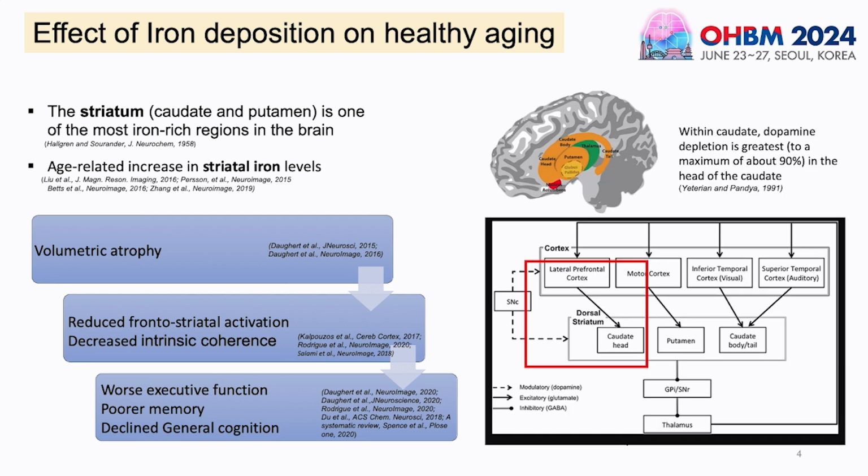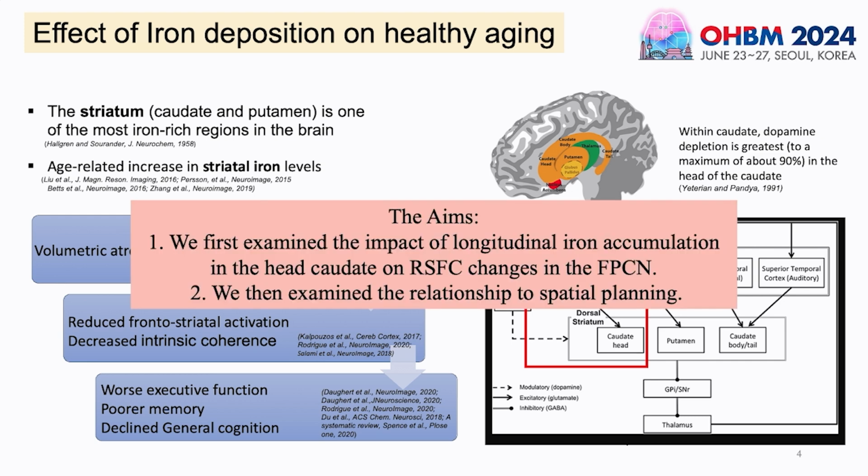Here, we focus on the head of the caudate, where dopamine innervation is greatest and which is heavily connected with the dorsolateral prefrontal cortex, and supports successful executive goal-directed cognition. So the aims of this study: we first examine the impact of longitudinal iron accumulation in the head of the caudate on resting state functional connectivity changes in the frontoparietal control network, and then examine the relationship to goal-directed cognition, spatial planning.